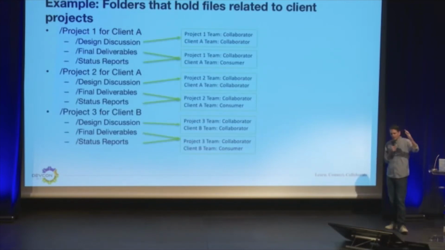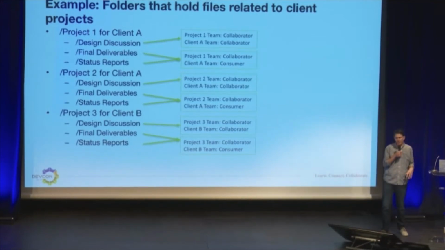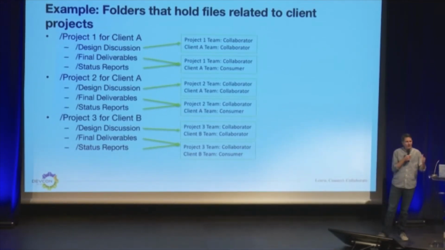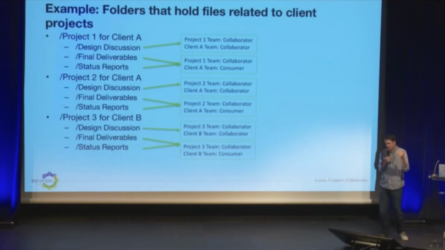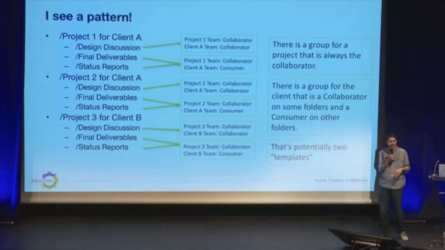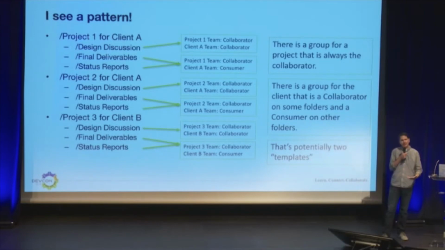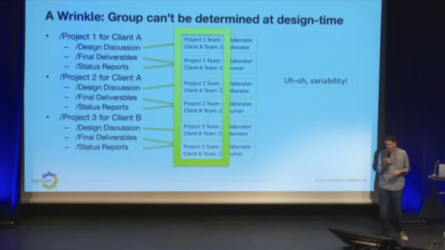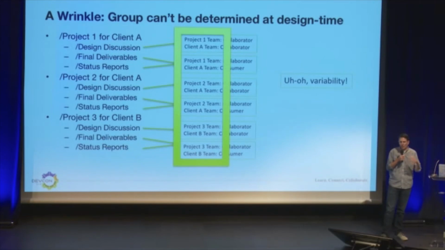All right, suppose you have some folders that are related to client projects. We have project teams, we have client teams. So for some folders, or for all folders, the project team has collaborator access, while the client team has collaborator access sometimes and consumer access at other times. So that's potentially two templates that could be applied to these folders. So we've kind of detected a pattern here, which is great. The problem is that there's variability in this pattern. So we don't know at development time what our project teams are going to be or what our client teams are going to be.